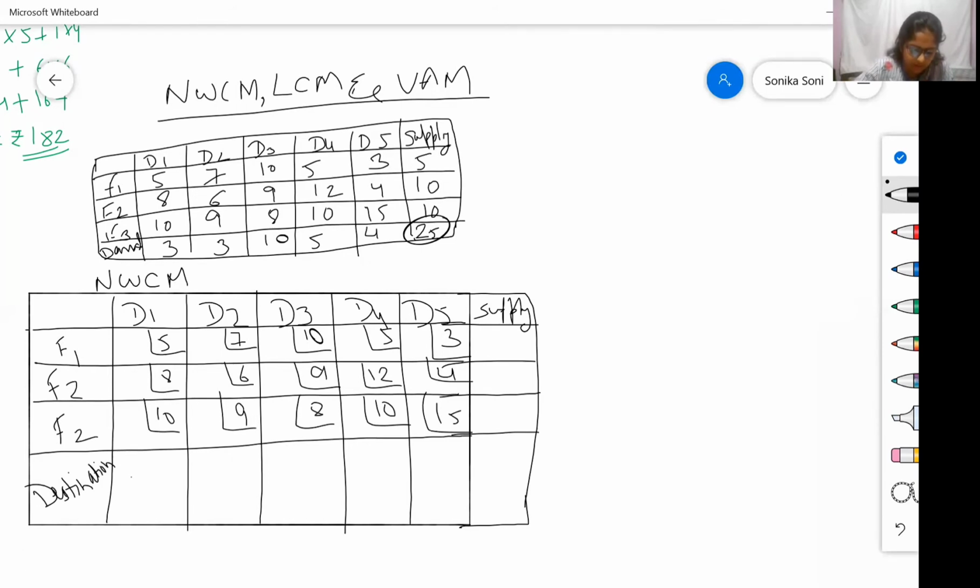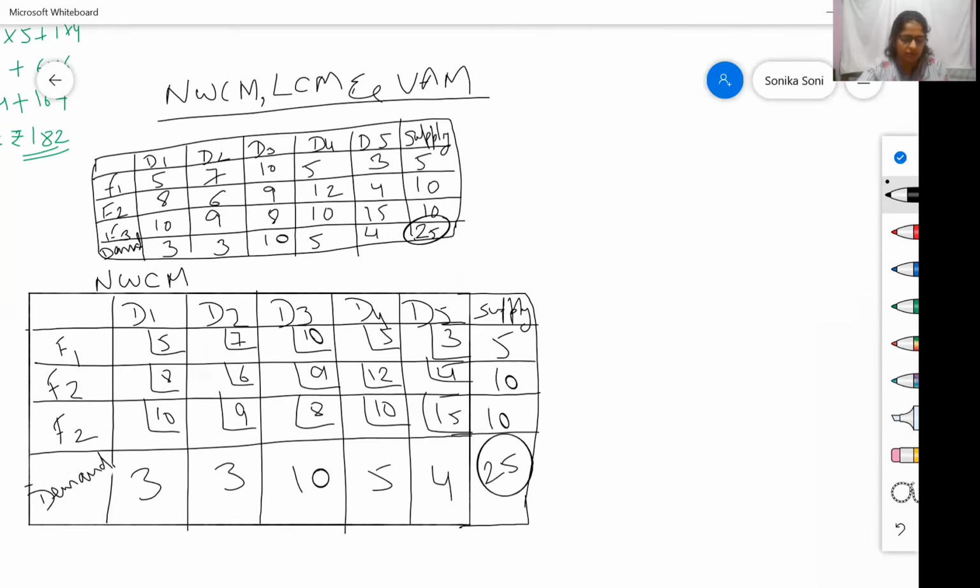Now we have 3, 3, 10, 5, 4 as demand and supply as 5, 10 and 10. This is demand, not destination. We have demand here. Now, as we already saw, the demand is equal to supply. So 25 here. Now we have to solve this with NWCM method, which means northwest corner method.